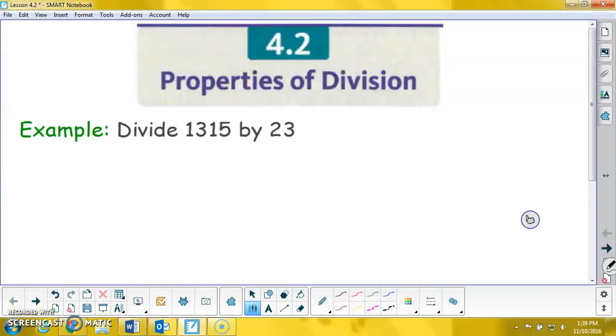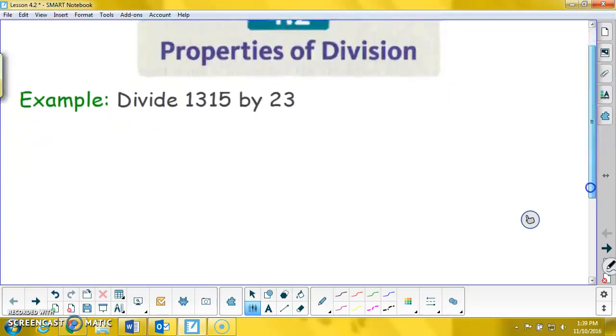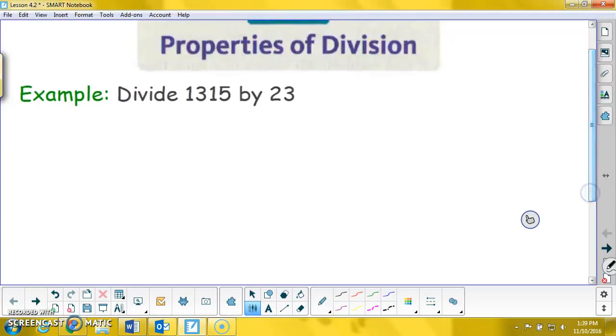Lesson 2 of Chapter 4 is on properties of divisions. We were going to talk about dividing polynomials. Before we do this, I typically like to review dividing just numbers.